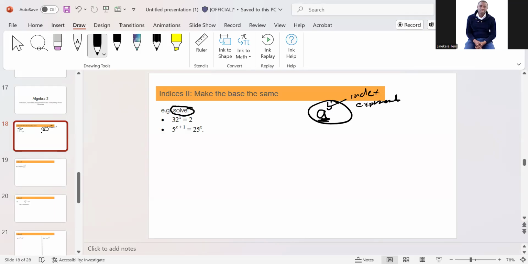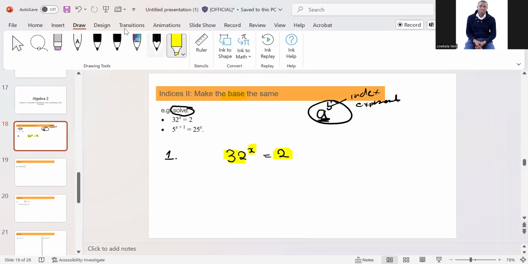Now, in this case, these were examples that I just drew from the syllabi. You may be asked, for instance, okay, now I give you 32 to the power of x equals 2. Let's solve the value of x. Now, how would you solve this if x is actually an exponent? To solve this, you need to make the base the same, which means this base here must be the same as the base on the other end.